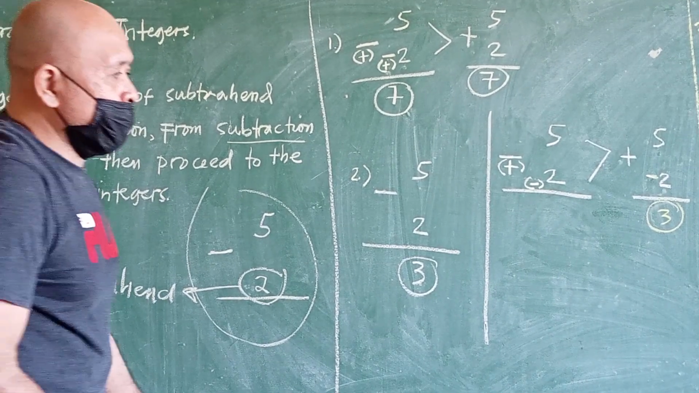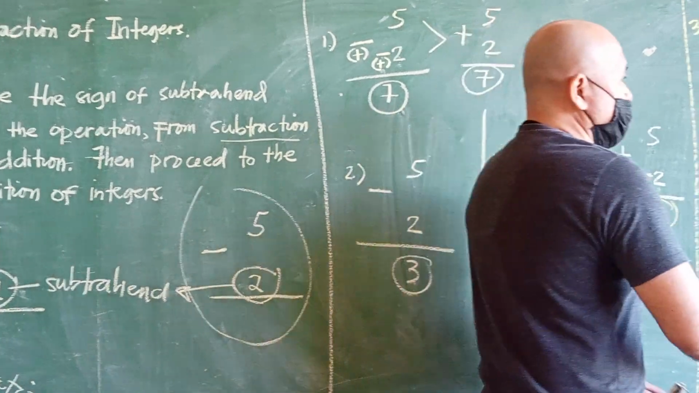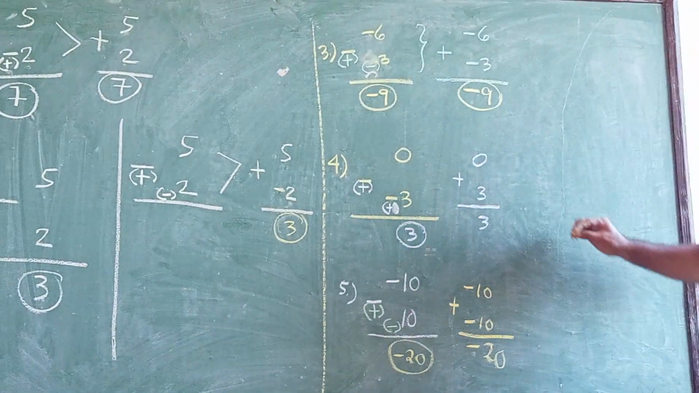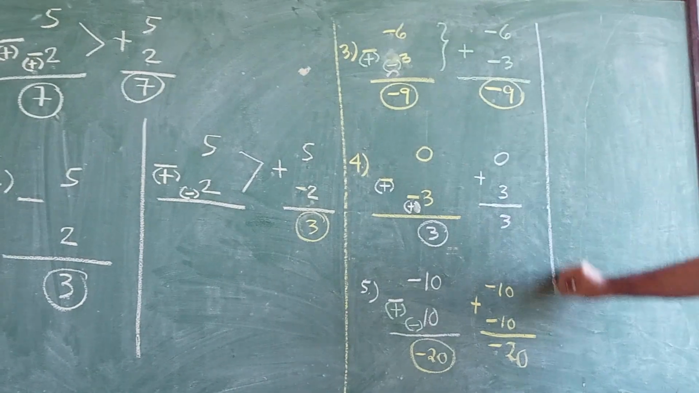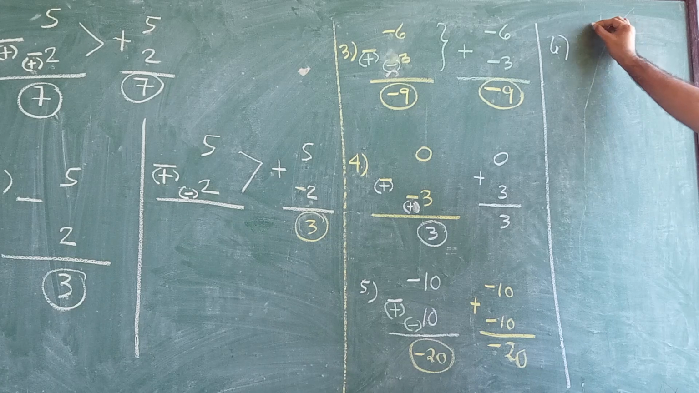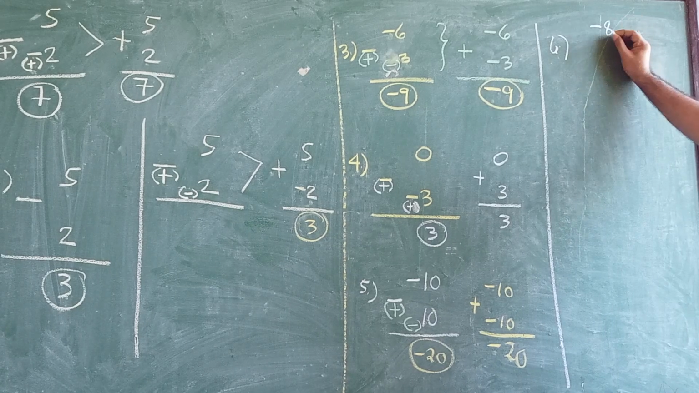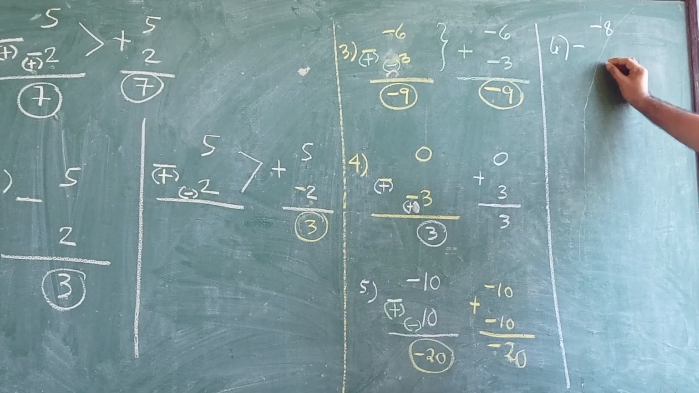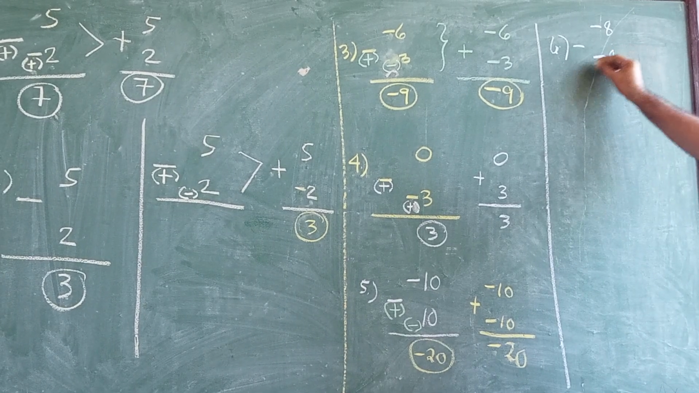Okay, last one. For example, we have here, shall we say, negative 8 minus negative 8. What will happen?